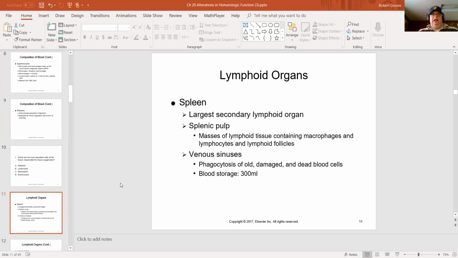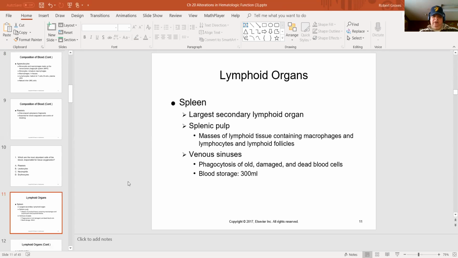The spleen is a lymphoid organ. In fact, it's the largest of the lymphoid organs. And the lymphatic system is closely aligned with the hematologic system. There are both primary and secondary lymphoid organs. The primary organs are the thymus and bone marrow. And the secondary organs, as I just said, the spleen is the largest of those. But the secondary organs also contain the lymph nodes, the tonsils, the Peyer's patches in the small intestine, and the appendix.